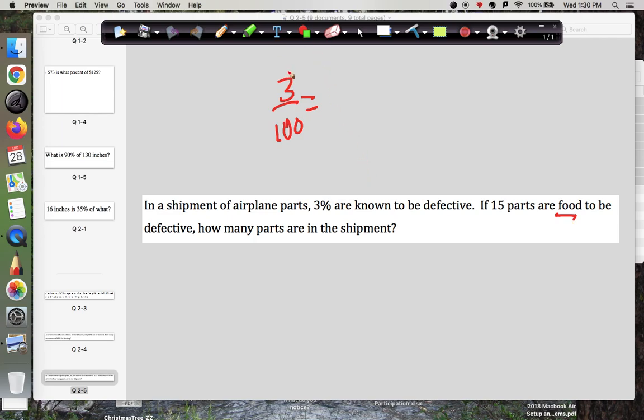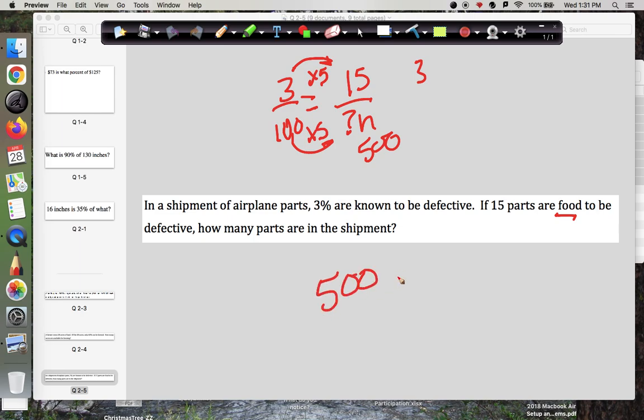So what's interesting about this is 3% and 15 are in the same place. So they're 3%, 15 out of, we don't know. So when we don't know, we put a variable. Actually on this one, let's do a multiplier. So let's multiply 3 times 5 to get 15. So we're going to multiply 100 times 5 to get the answer, which is 500. 500 parts.